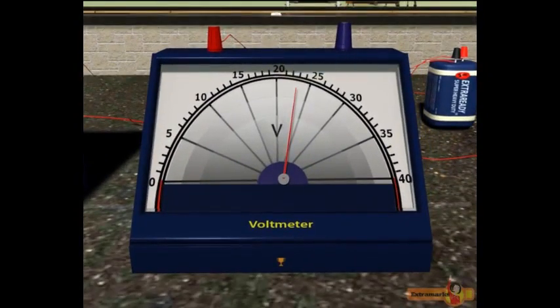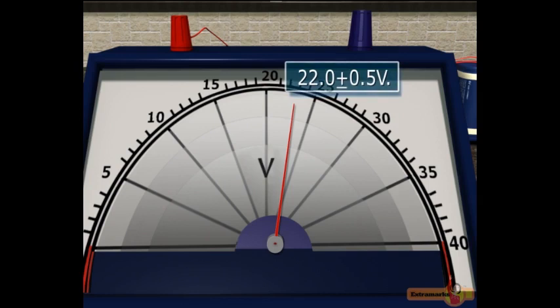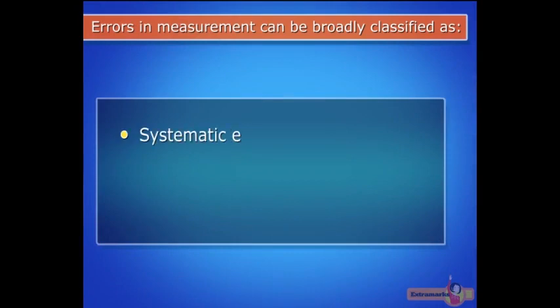So, what will be the uncertainty here? According to the rule, half of the smallest division is its uncertain value, which is plus minus 0.5 volt. Therefore, one can report the reading as 22.0 plus minus 0.5 volt. Errors in measurement can be broadly classified as systematic errors and random errors.